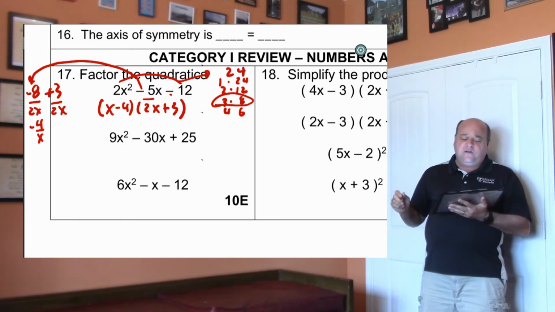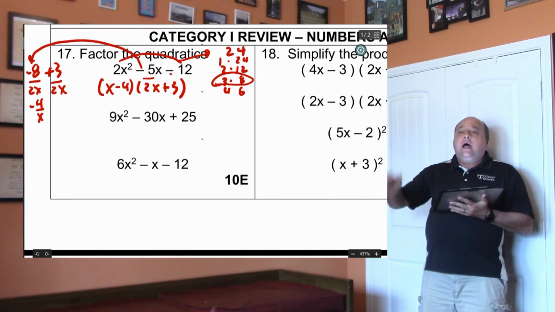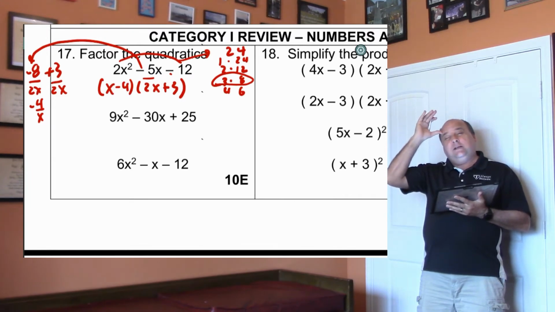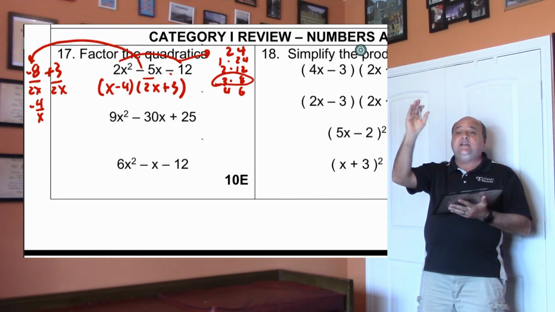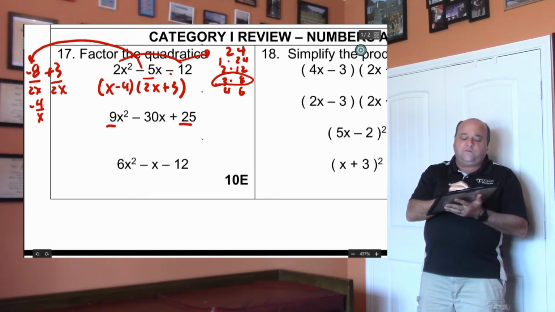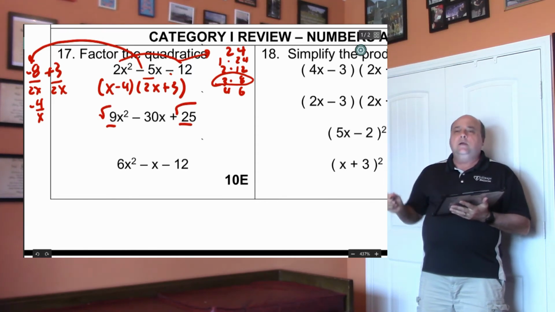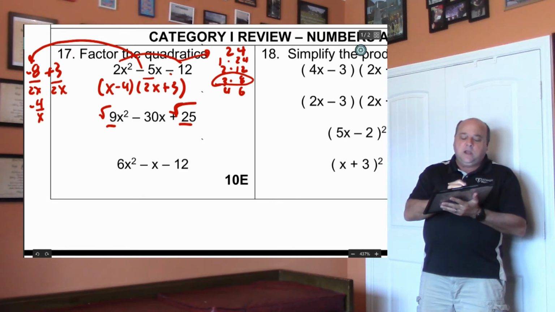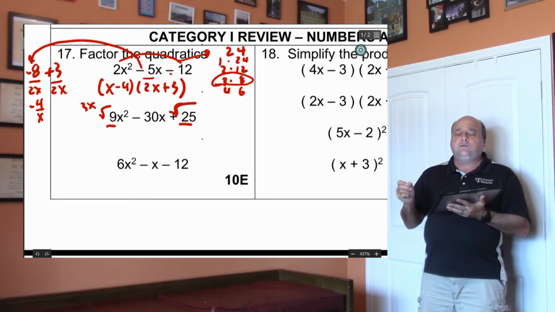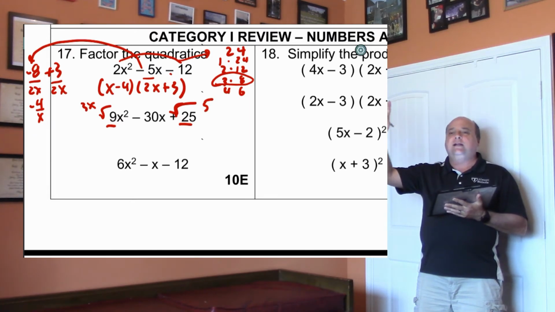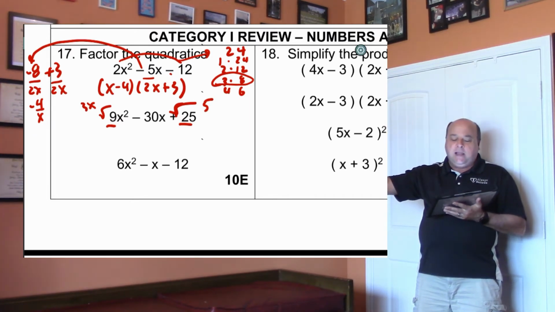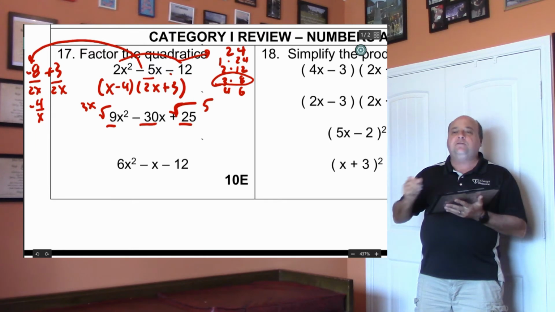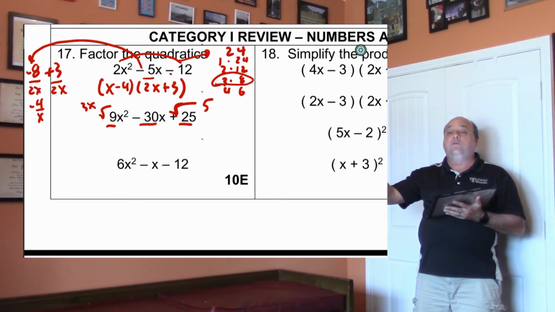On the next one, now that you've done this enough, if you notice, 9 and 25 are both perfect squares, aren't they? If they're both perfect squares, see if it's a perfect square. So the square root of 9x squared is 3x, and the square root of 25 is 5. If I multiply 3 times 5, I get 15, and if I double 15, I get my 30. So this quadratic is a perfect square.